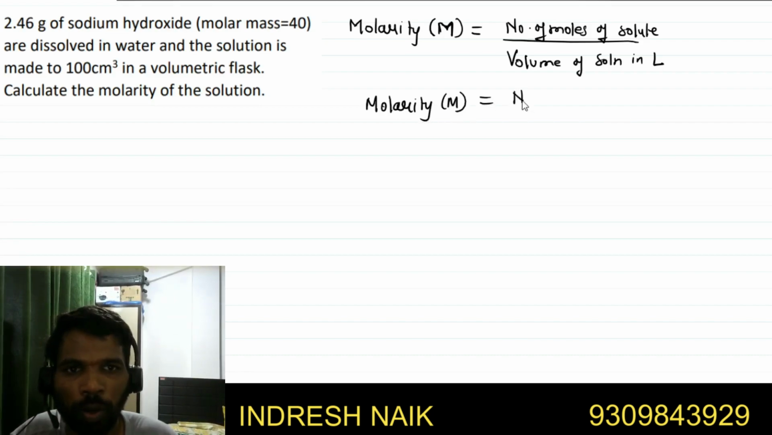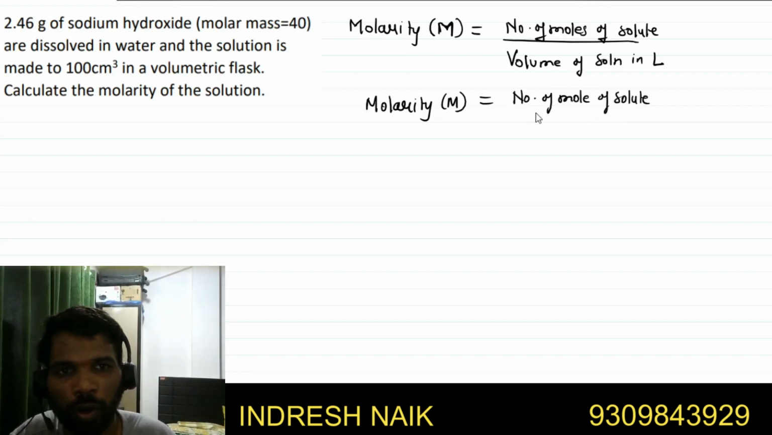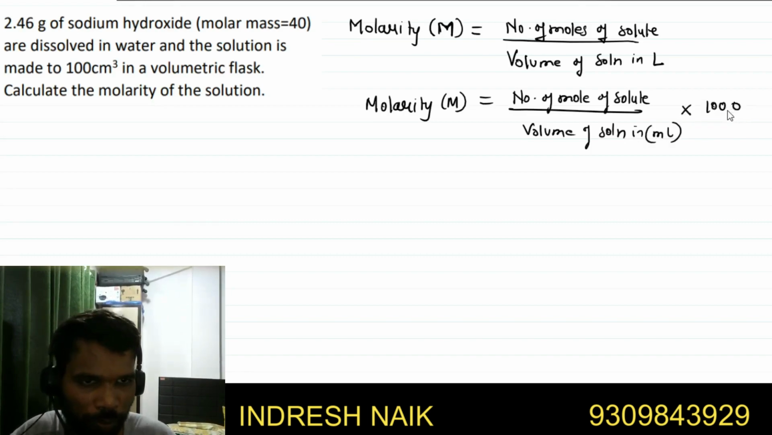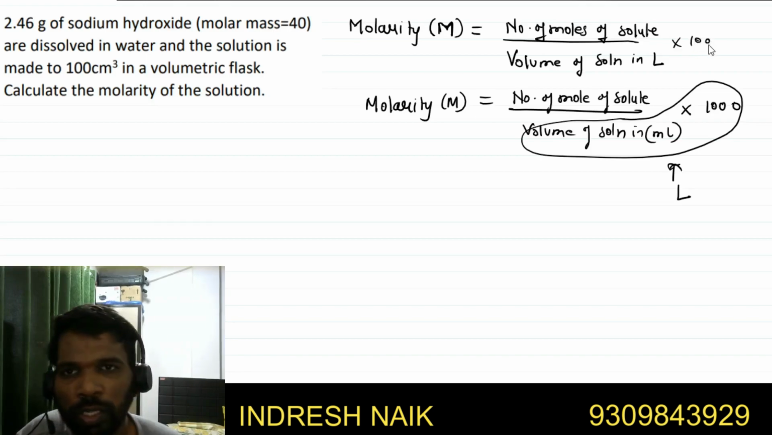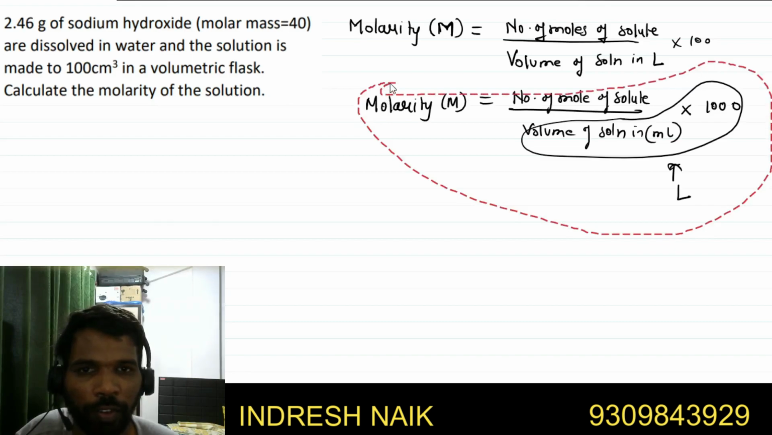So number of moles of solute upon volume of solution in mL. If it is in mL, then you are multiplying by 1000, which means the volume is in liter actually. So what I'll suggest is, you do this independently. Don't think of this 1000 much, just consider this as the formula. This 1000 may confuse you at this level.